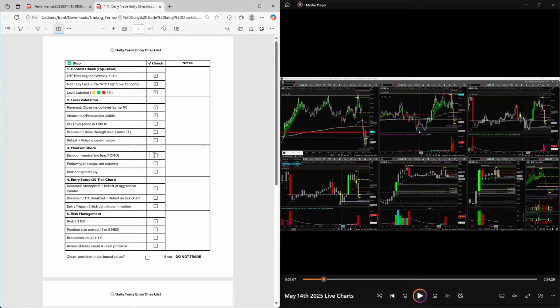I was kind of neutral. I was feeling a little unsure, following the edge. I did, and accept the risk. Absorption, retest, aggressive candle. Yes. Alright, so I could say that I felt a bit unsure about this trade, but took it anyway since it is a level that I was interested in.